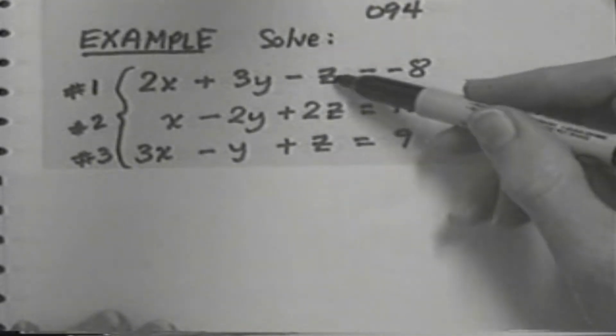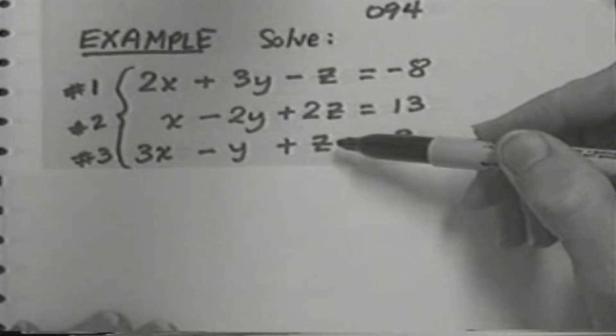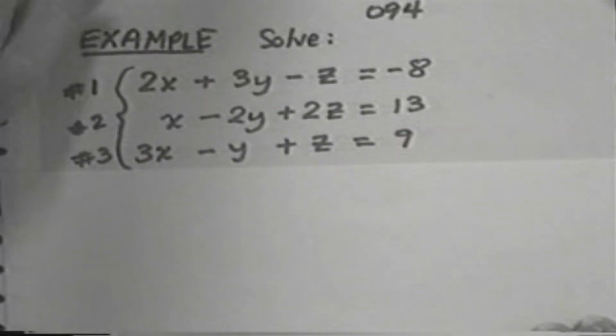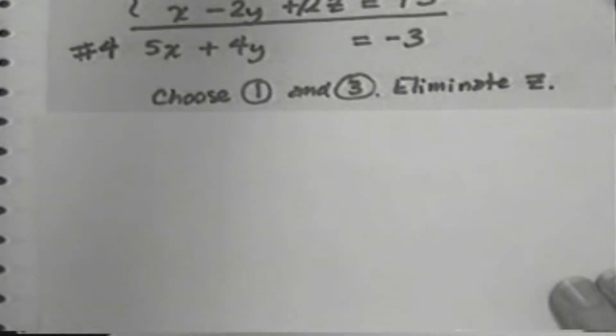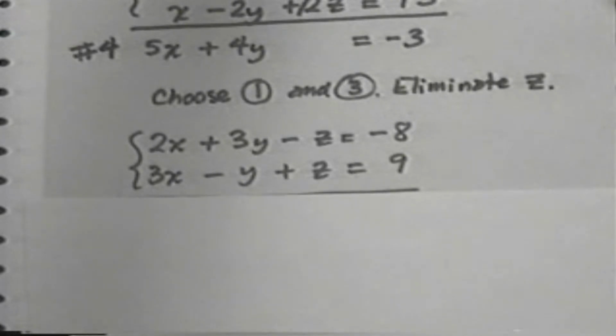I want to eliminate z from another pair. I'm going to choose to use equations 1 and 3. So we'll choose 1 and 3 and eliminate z. I'll copy equations 1 and 3.